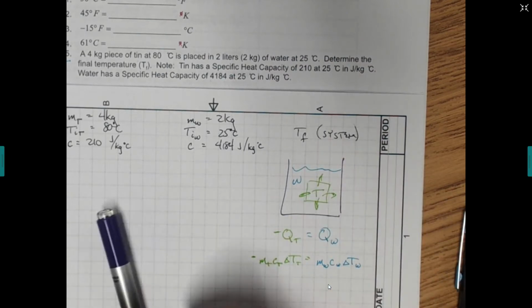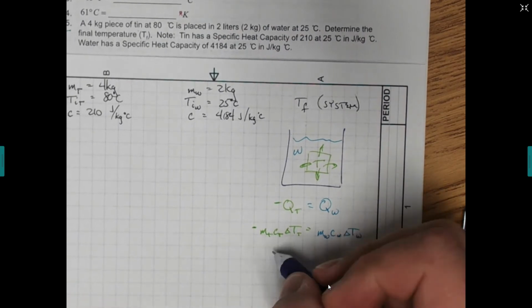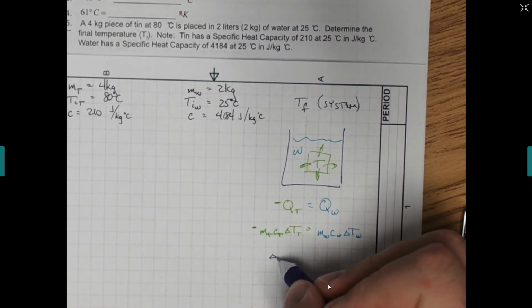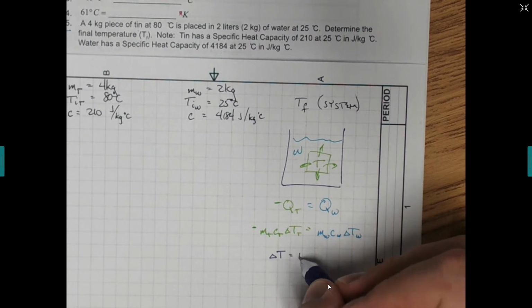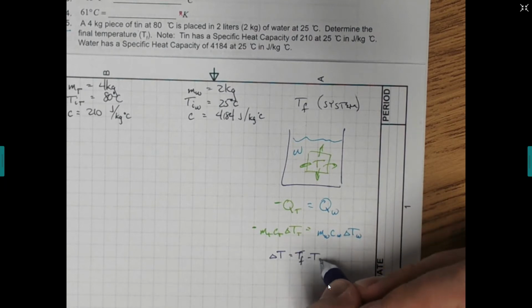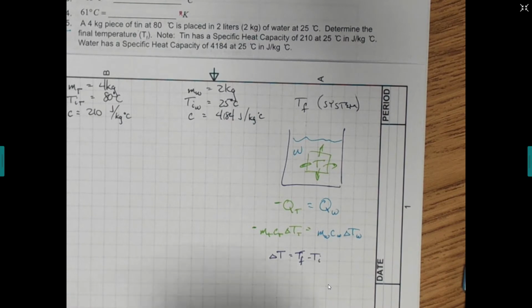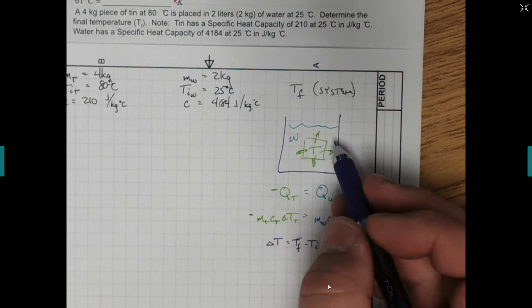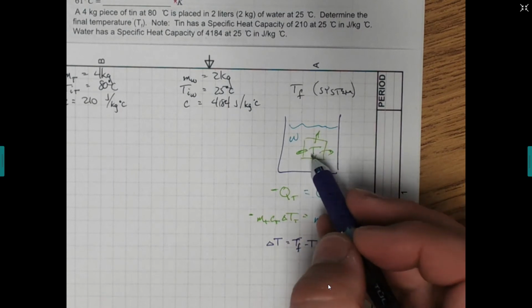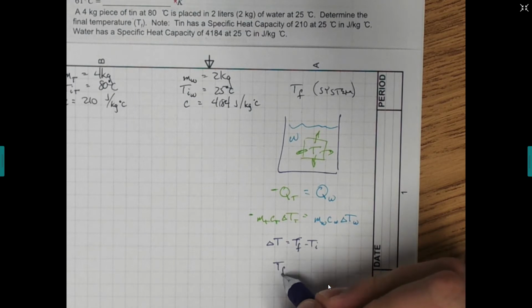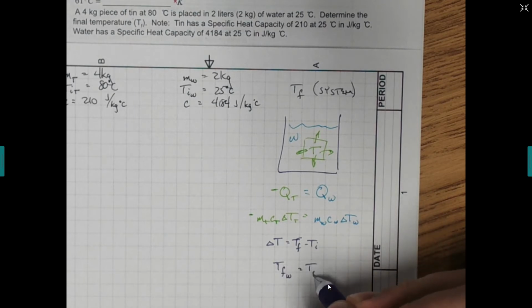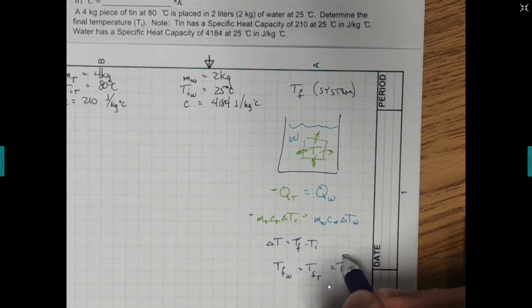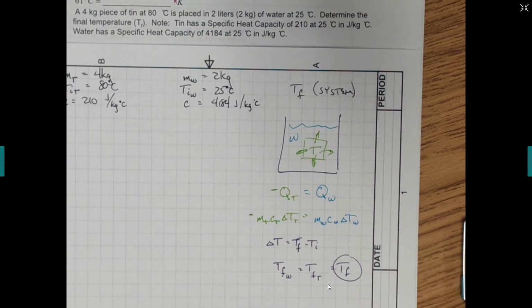Now how do we get final out of that? Because I don't see final anywhere. But remember that this delta means change in. So the change in temperature is equal to a final temperature minus an initial temperature. And the final temperature, because of the laws of thermodynamics, we want to balance and become thermal equilibrium, so the temperature final of the water will equal the temperature final of the tin. So that's all just final temperature, which is what we're looking for. It doesn't matter whether it's tin or water, final temperature is just final temperature.